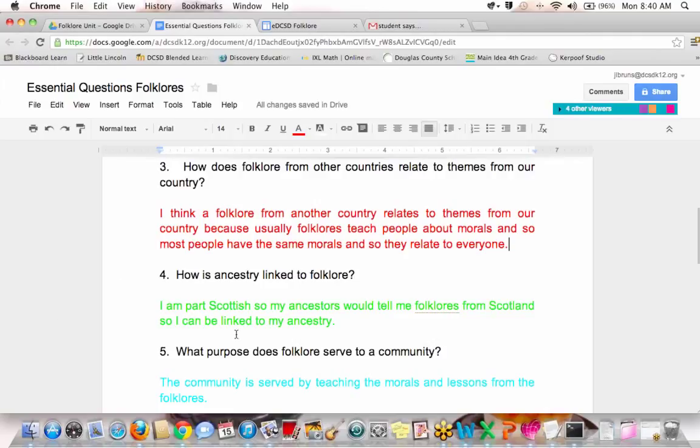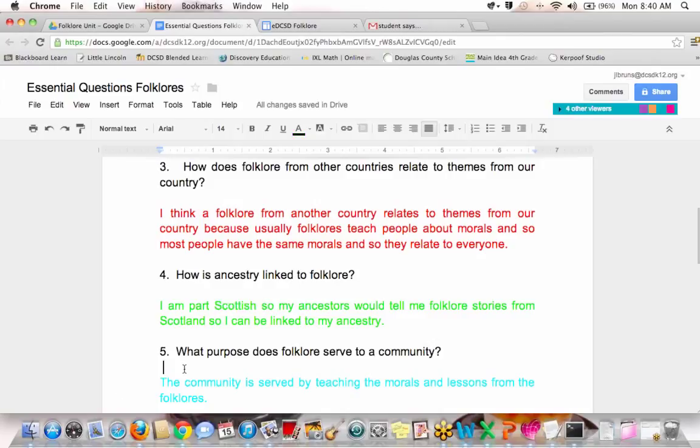And number 4, how is ancestry, that means where you're from, like your old relatives, linked to folklore? And TJ wrote, I'm part Scottish, so my ancestors would tell me folklore, so he probably meant folklore stories, from Scotland. So he can be linked to his ancestry. So TJ might not have ever been to Scotland, but he knows something about his ancestry through these stories.